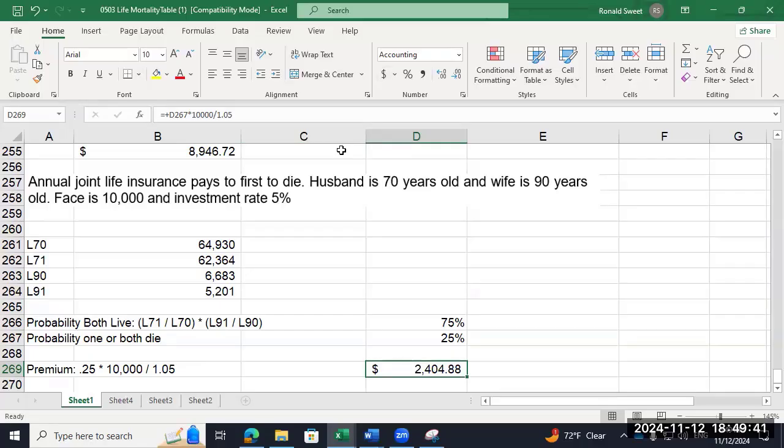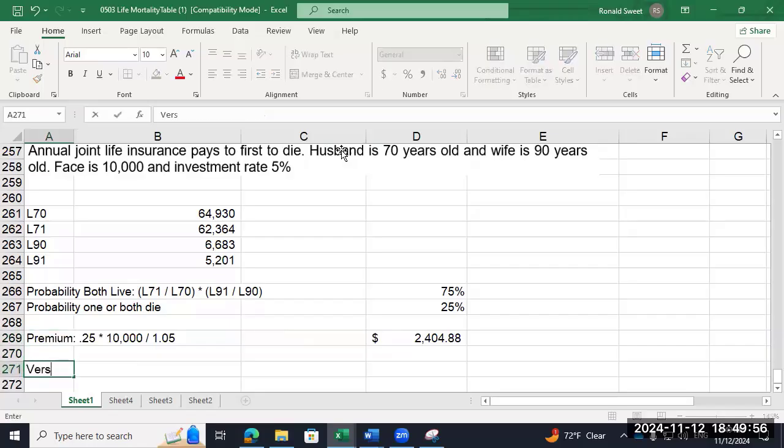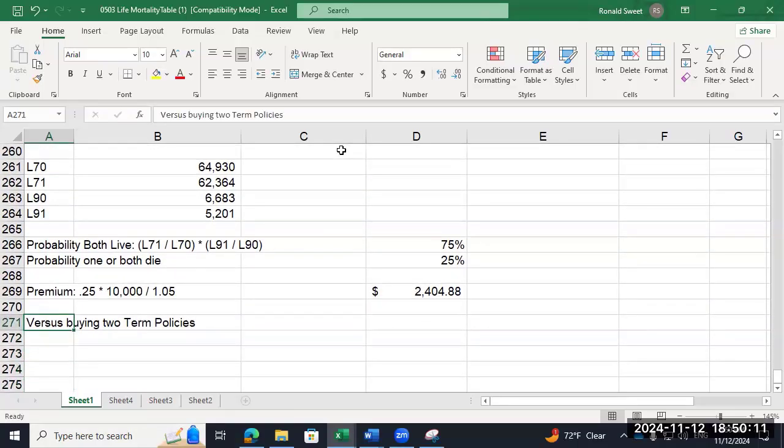So what do you have to do on the exam? This one's a little tricky, but you can get it if you review it before the exam, because you're going to lose it if you don't look at it again between now and the exam. So 2,400 bucks is what they have to pay. What I want you to do is compare this to buying 2 term policies. What if instead of buying this joint policy, they just bought 2 term policies? So what is the difference?